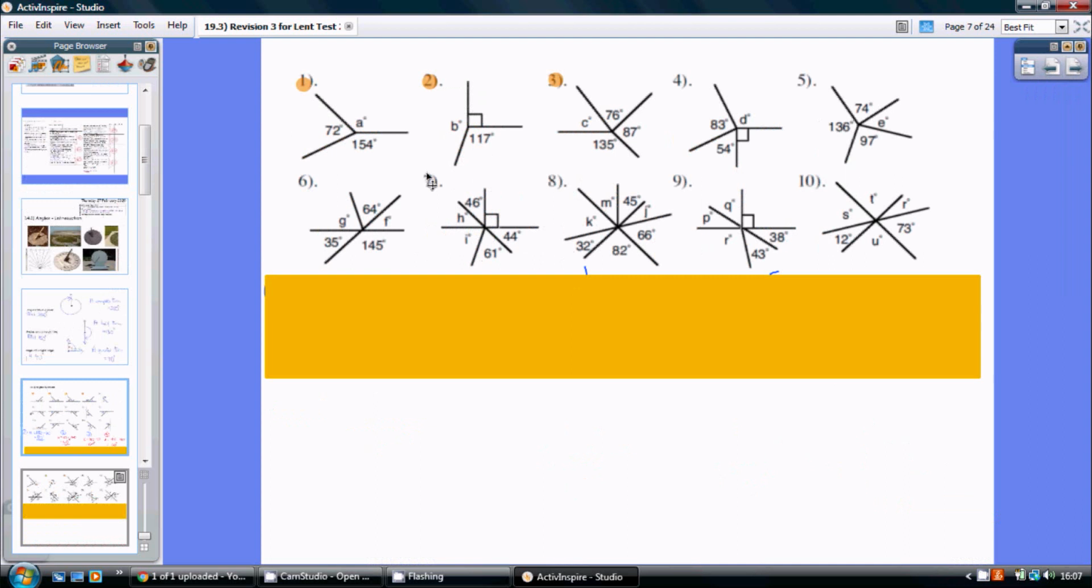So the next thing we did, we practiced a few questions where it was angles about a point adding up to 360. So have a go at questions 1, 2 and 3, please. Pause the video until you've done. Just do 1, 2 and 3.